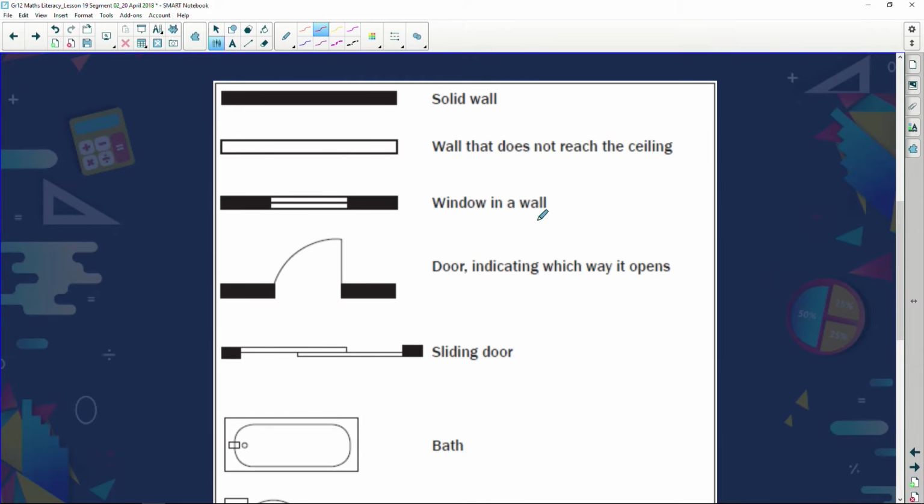Here's a window in a wall. So we've got a window. As you can see, I've got my solid wall, and then I've got the window. The door, here is my door, and we can see which way it opens. It actually opens that way. So if it were closed, it would be here, and we always show a door in its open state so we can see it. Sliding door is shown by two little rectangles.